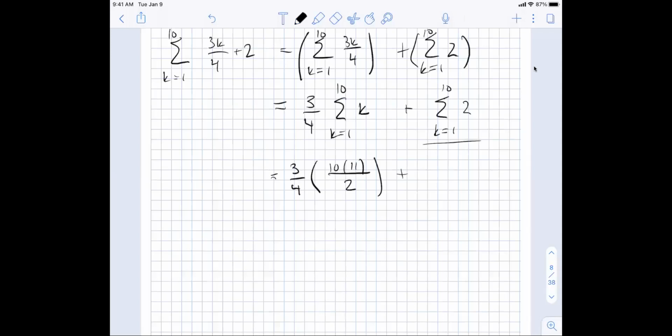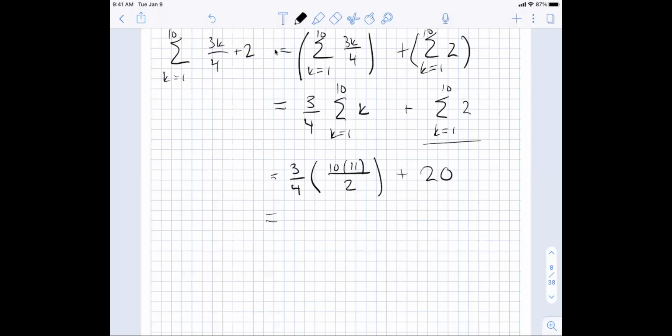And then plus, what is this? I do expect you to know this one. What's the sum of 2 where k goes from 1 to 10? $20, yes, thank you, Saba. We get 20 because this is just 2 plus 2 plus 2 plus 2 plus 2, 10 times, right? That's 10 times 2, that's 20.